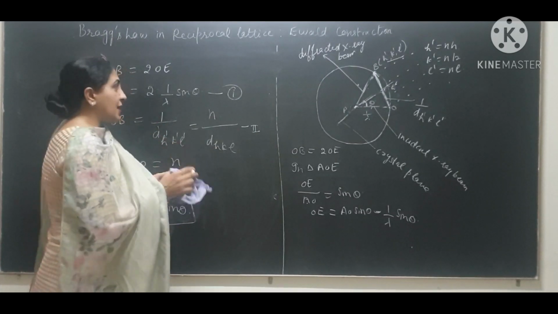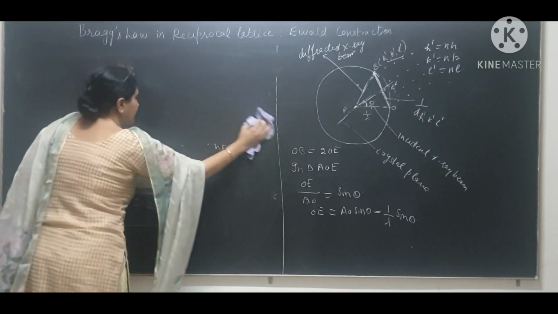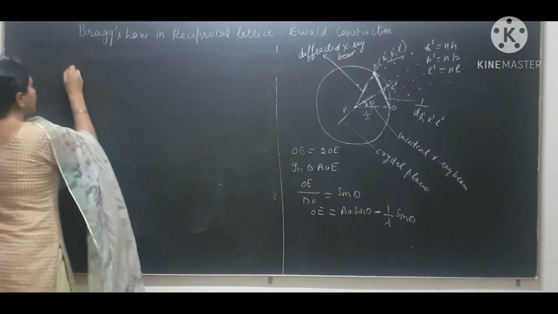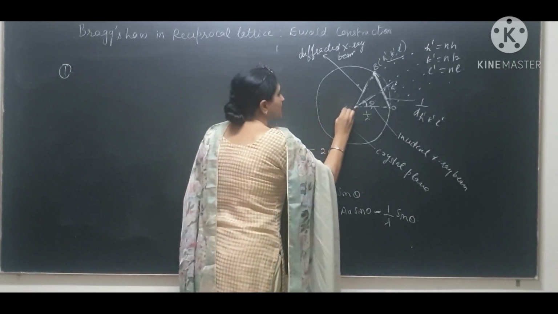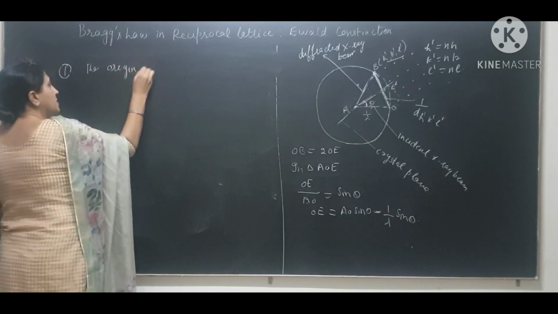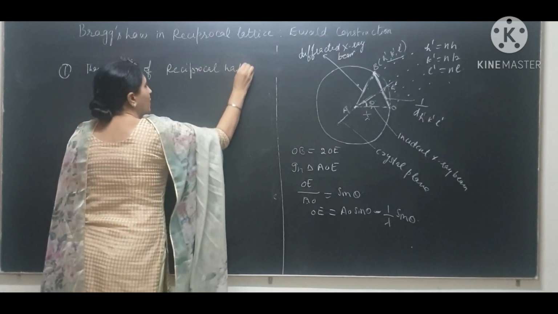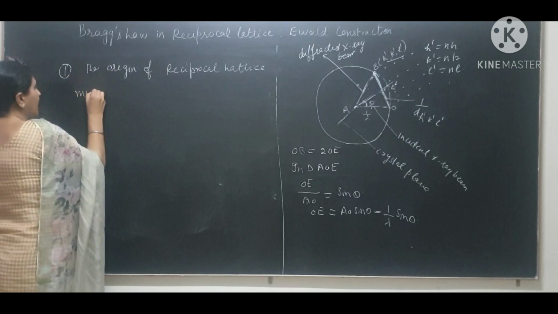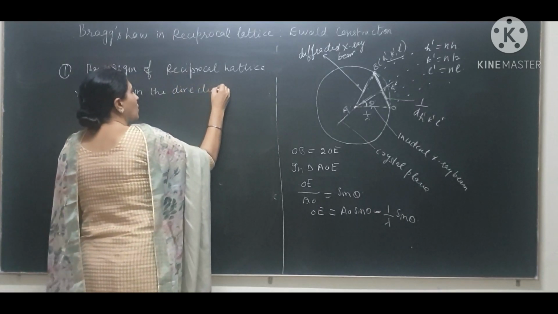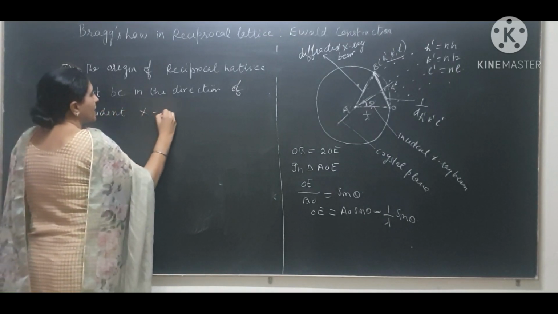What are those 3 points? I write them here. The first point is that the origin of the reciprocal lattice must be in the direction of the incident X-ray beam. Incident X-ray beam.